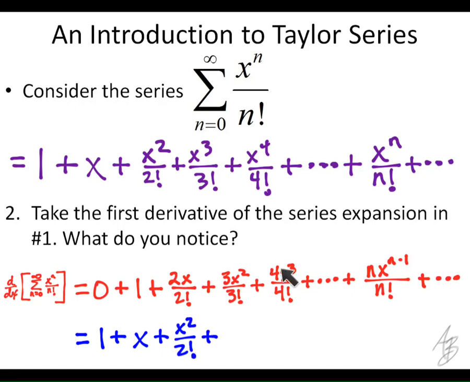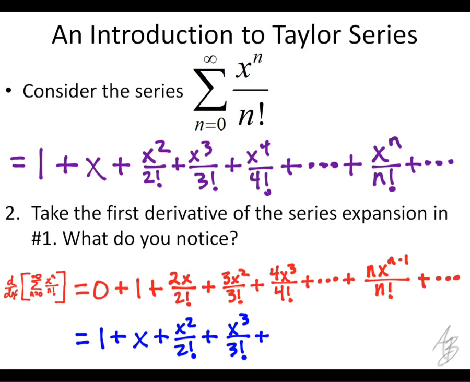Plus, what's going to happen with this 4 and this 4 factorial? It's going to be 3 factorial, because the 4 cancels with the 4 here, and we're left with 3 times 2 times 1, which is 3 factorial. So we have x to the 3rd over 3 factorial. Now, you didn't need to do the next term, but anybody want to guess what the derivative of the next term would be? X to the 4th over 4 factorial.